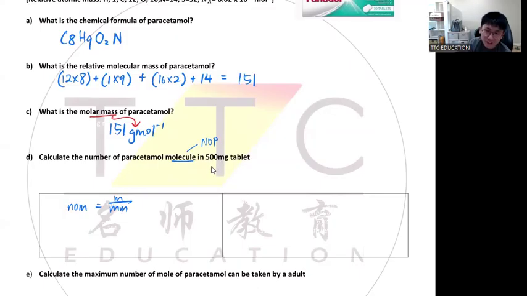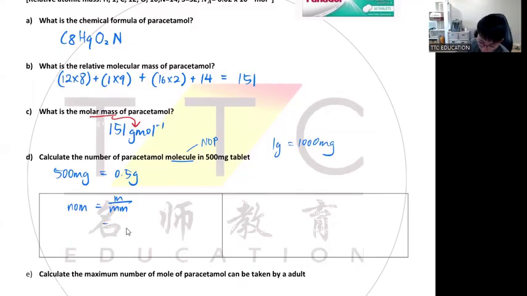This one tests your physics a bit again. I think your physics was learned before this, the conversion of these numbers. So 1 gram equals 1000 milligram. For milligram back to gram, divide by 1000, so 500 milligram is 0.5 gram.